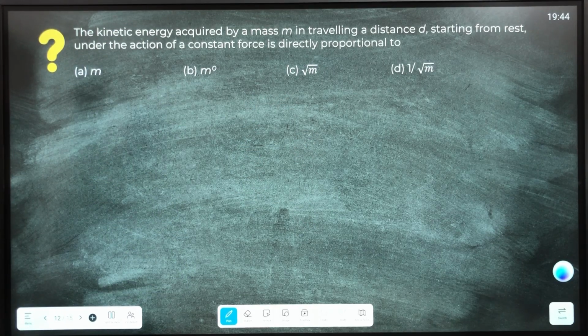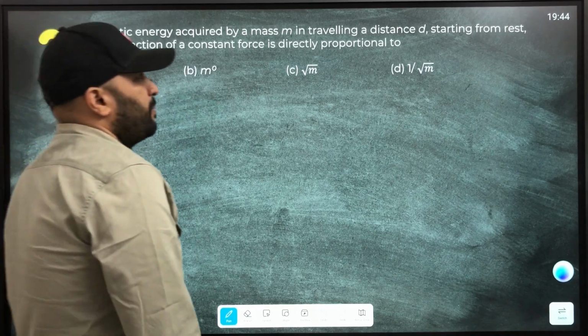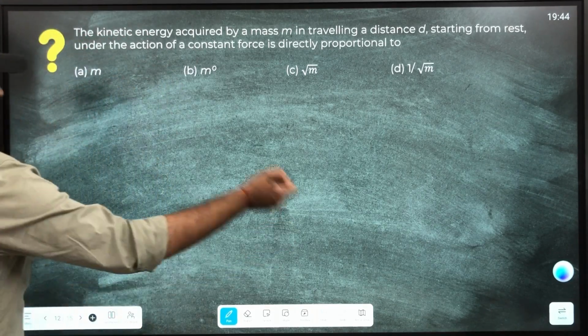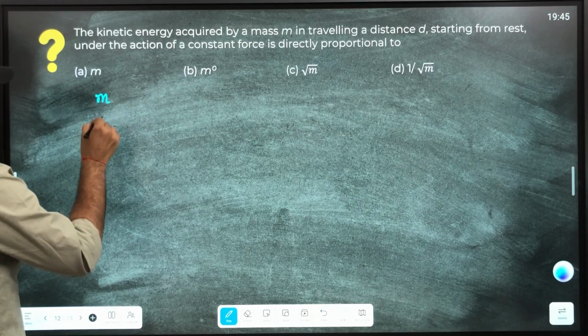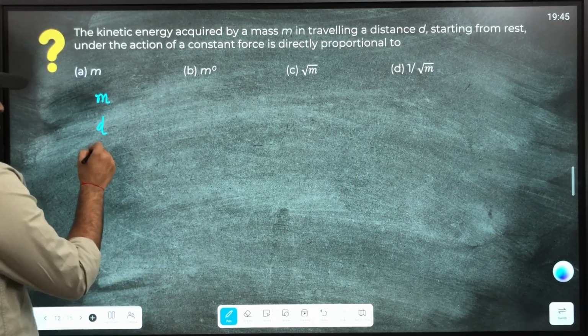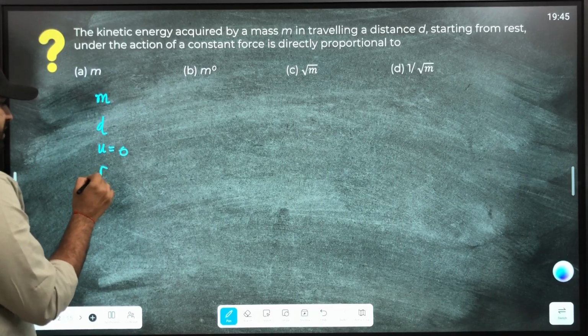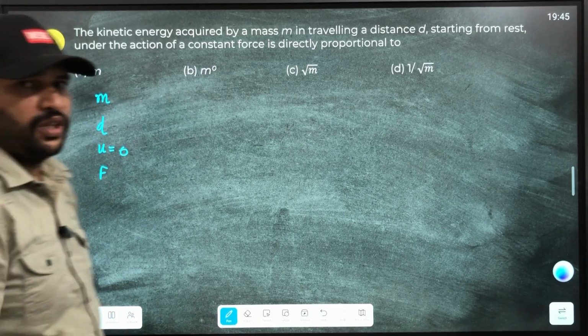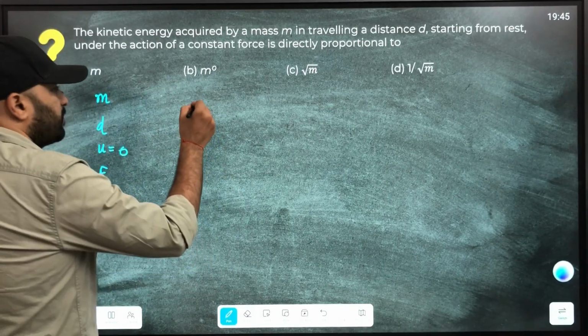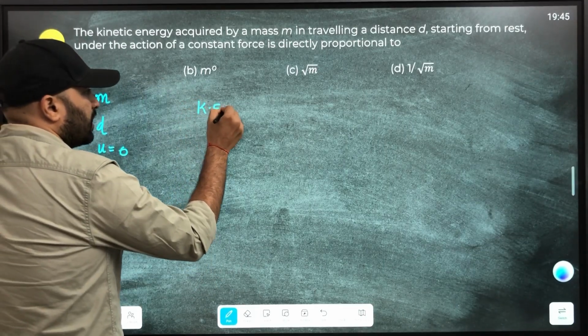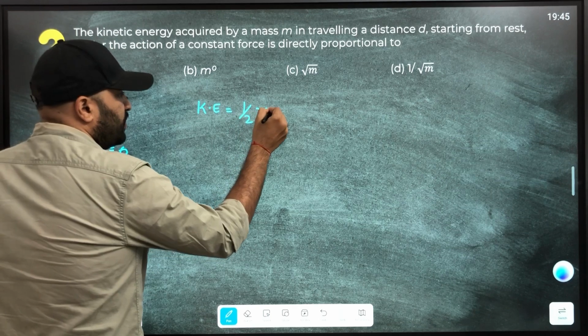Our next question says the kinetic energy acquired by mass M in traveling a distance d, starting from rest, so initial velocity is 0, under the action of a constant force F, is directly proportional to how much? Now, kinetic energy is nothing but half m v square, right?